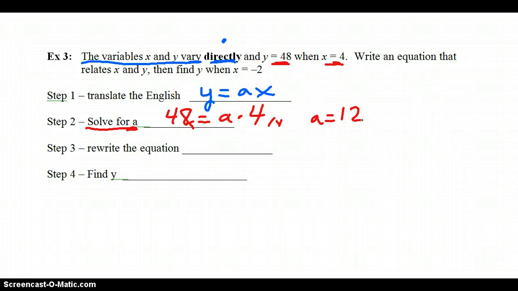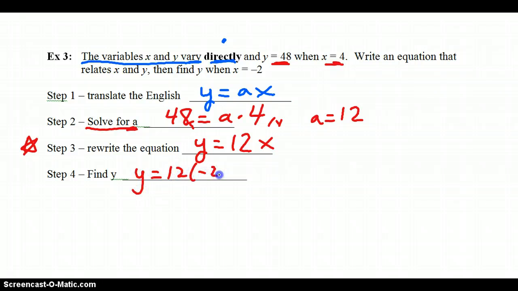And then we rewrite the equation. That looks like y equals, instead of a being a, we'll put what a equals, and we'll go back to just putting x and y. So then it says write an equation that relates x and y. Did that. And now find y when x equals negative 2. So what is y going to be? If x equals negative 2, y will equal negative 24.